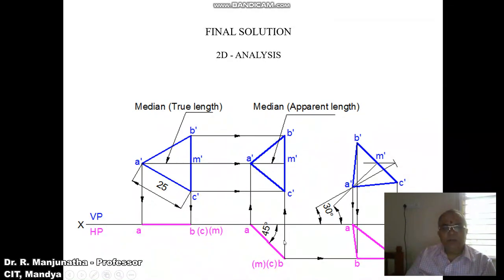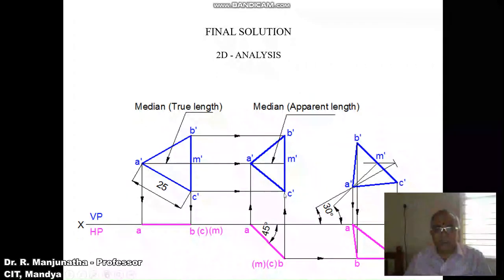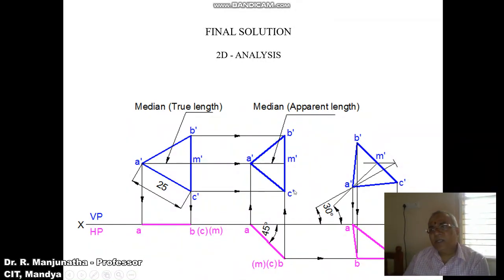Similarly, draw vertical projectors from B, C, and M, and draw a horizontal projector from B dash to intersect at this point, and you mark the point as B dash. Draw a horizontal projector from M dash to the vertical projector drawn from M, and you mark this point as M dash. Similarly, draw a horizontal projector from C dash, and draw a vertical projector from C. Both these two points are going to intersect at this point, and you mark this point as C dash.